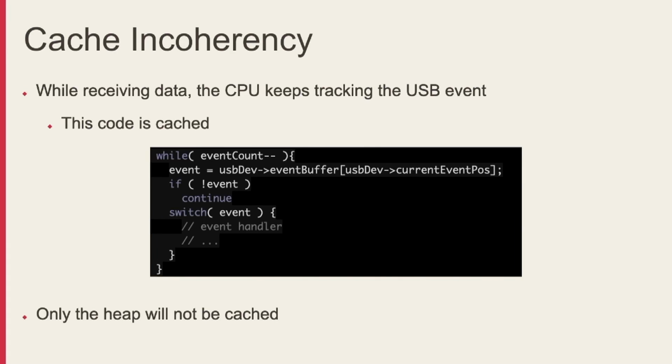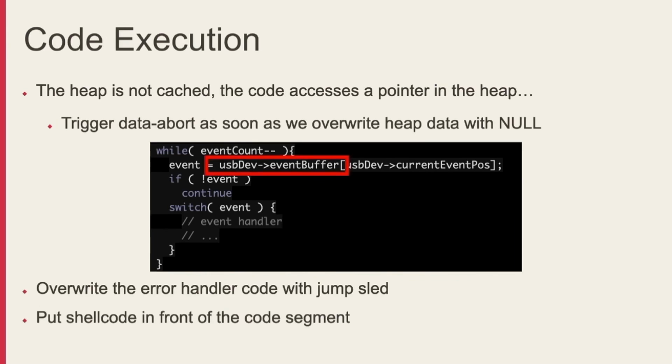But there are some memory segments which are not set to be cached, and those segments are the heap. In the while loop, it will access a heap pointer. Since the heap is not cached, once we overwrite heap data with all null bytes, it will access address 0 and trigger data abort.